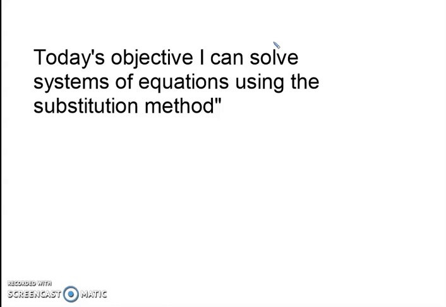Today's objective. I can solve systems of equations using the substitution method. So you should be writing this down where it says today's objective.